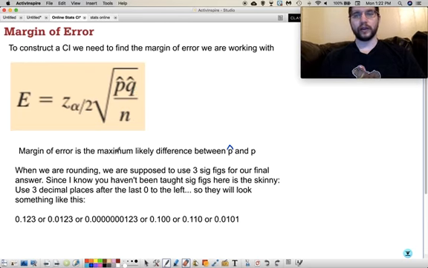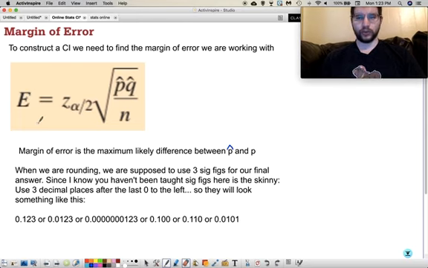Now, what is the margin of error? It's the maximum likely difference between your parameter and your statistic, your p and your p-hat. And this could be your x-bar and your mu also. It's margin of error. This formula is for proportions, but the concept applies for estimating the mean as well.